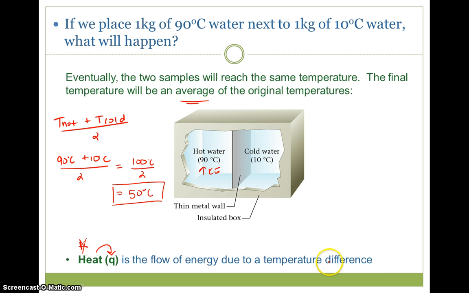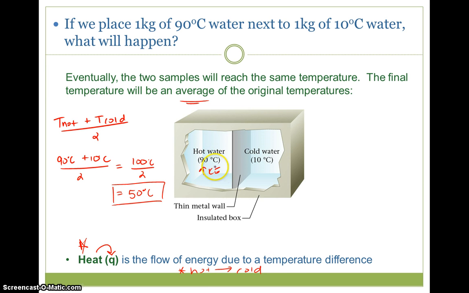The temperature difference does not matter. You just have to have two samples that are at different temperatures. And how heat flows is it always goes from hot to cold. Now in chemistry, there's really no such thing as cold. It's basically just the absence of heat, but whatever. I just care that you know heat always goes from your hot object to your cold object.